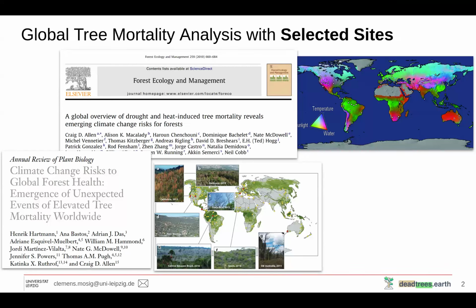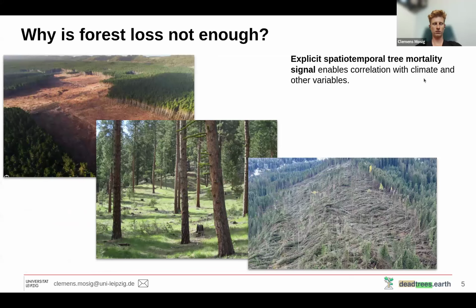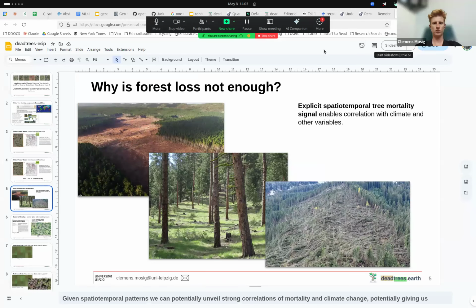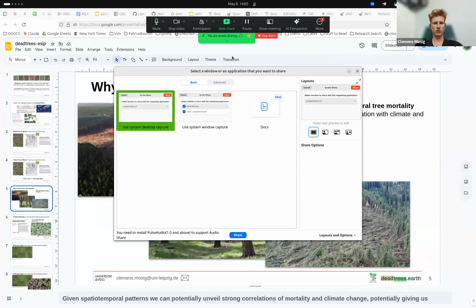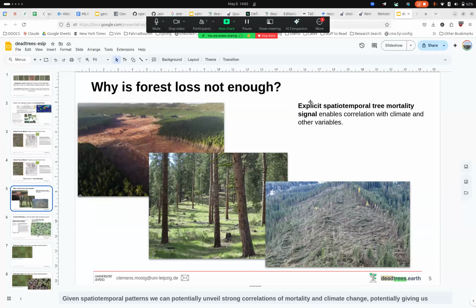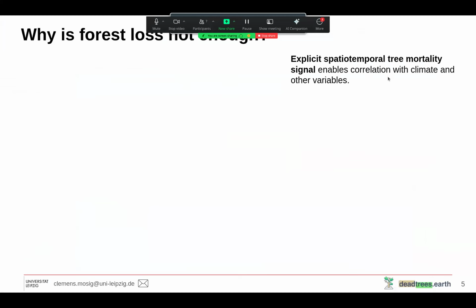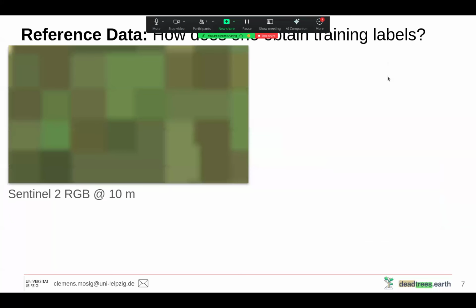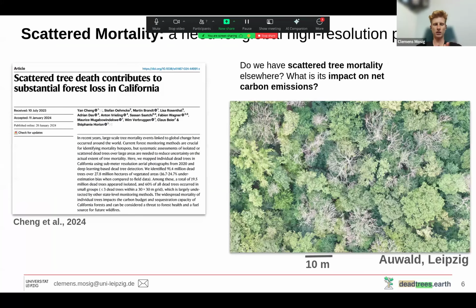Clemens, I think your slides might be stuck. We're still seeing slide 2. Oh, really? Oh, no. Is it working now? I still see just slide 2 right now. Okay, I'll share again. I see it skipped forward to slide 5, but I do see you full screen controlling the mouse. There we go. Are you seeing the scattered mortality slide now?